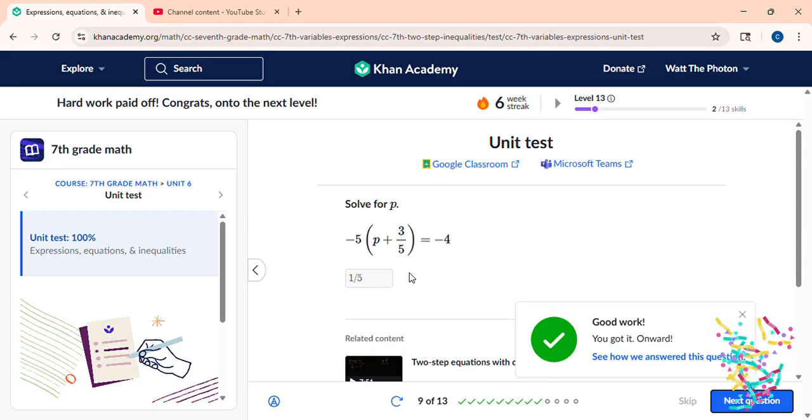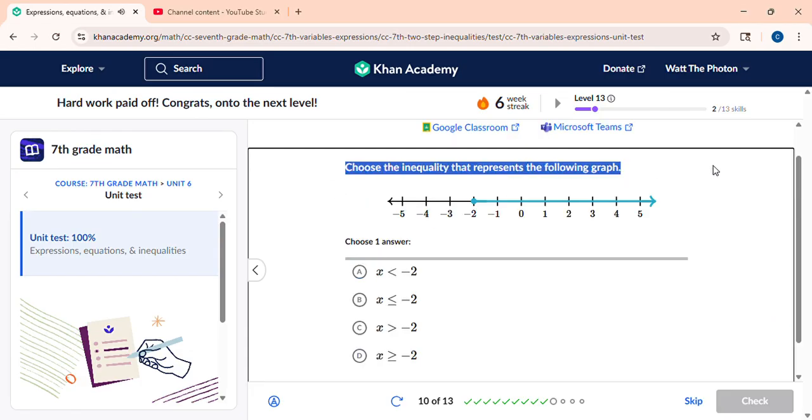4/5. There we go. Choose the inequality. So we have a solid line right here, so it's going to have the equal sign. So it's greater than or equal to or less than or equal to. So it's going to be B or D, excuse me.